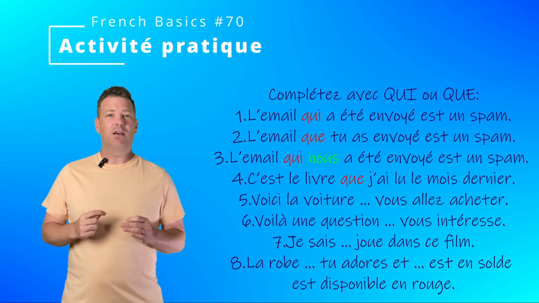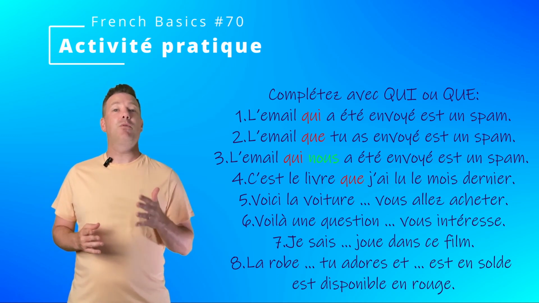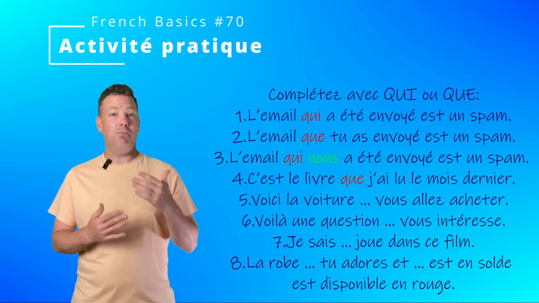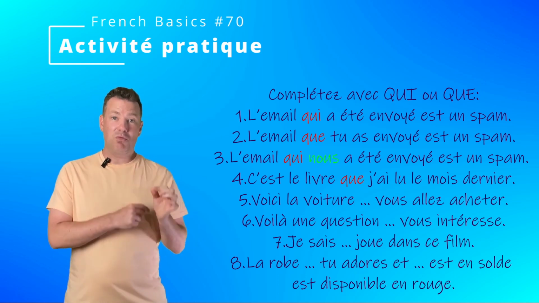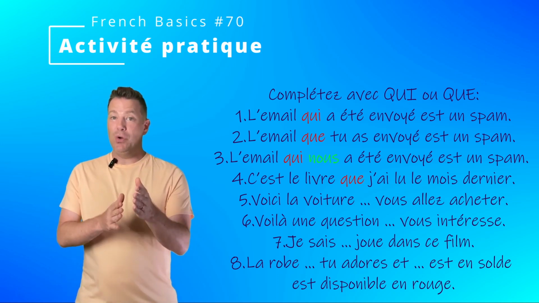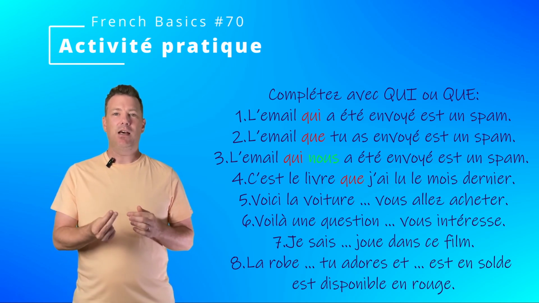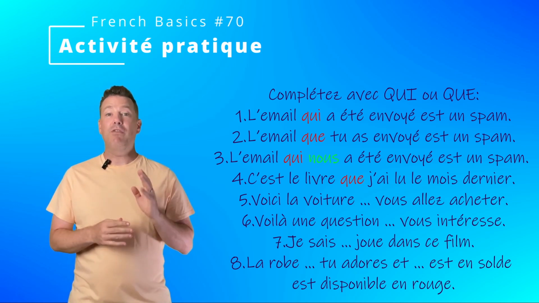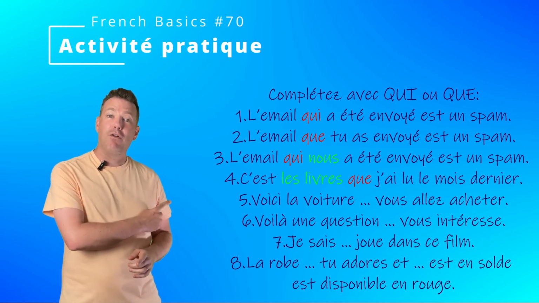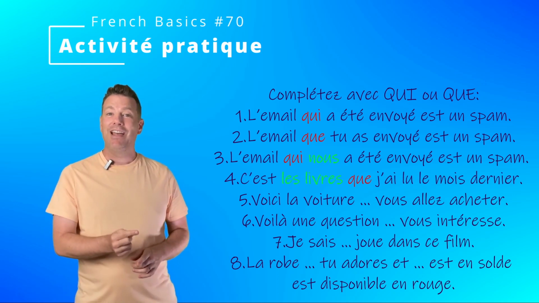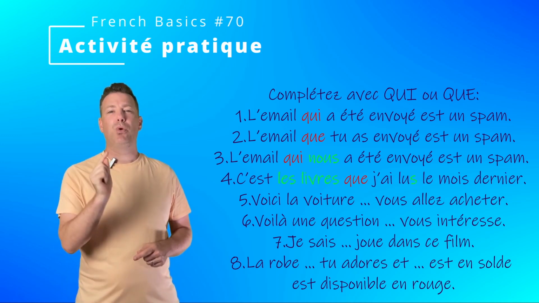And as a reminder, when using the passé composé in a que construction, there will be an agreement of the past participle with the antécédent, what que is referring to. Le livre, here in our example, is masculine and singular, so the past participle reflects that. Now change le livre for les livres, and you need to add an S to the past participle lu.